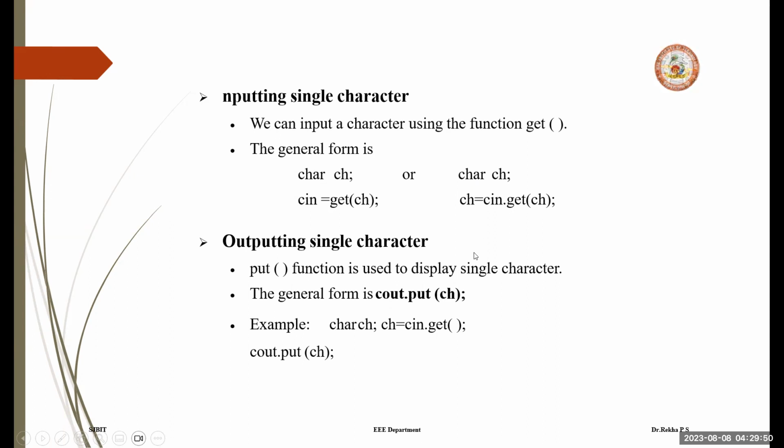So for outputting a single character, put is a function which is used to display a single character. The general form of put is cout.put within brackets, that is, put of character. You're declaring a variable; cin.get will get the character, and cout.put will put the character.